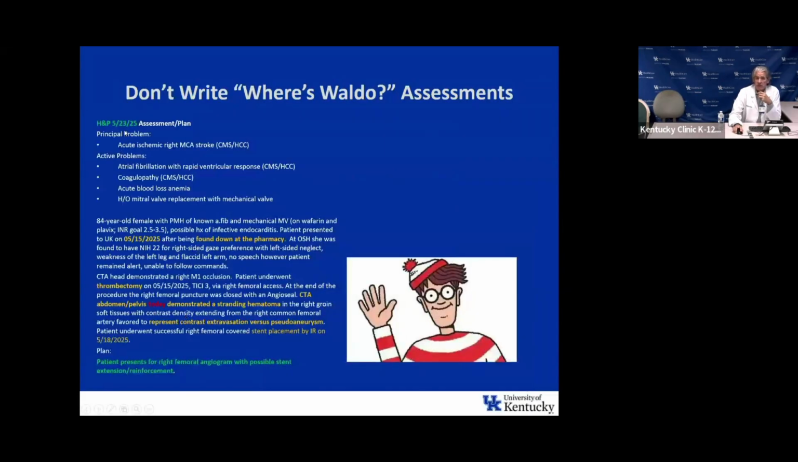This is just from last month, 2 months ago now. This patient, if you came running to the bedside and they were decompensating, this HMP has acute ischemic right MCA. That's actually not why they're there. That was the previous admission on the 15th. So there's a lot of copy and pasting. They had some blood loss from the catheterization site. So they're actually here at this point for an assessment for a possible stent extension or reinforcement.